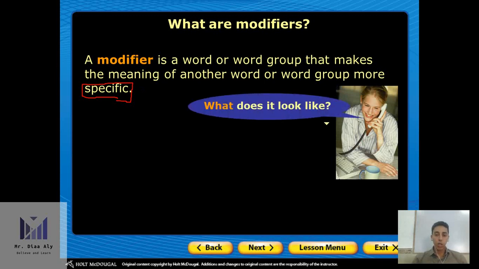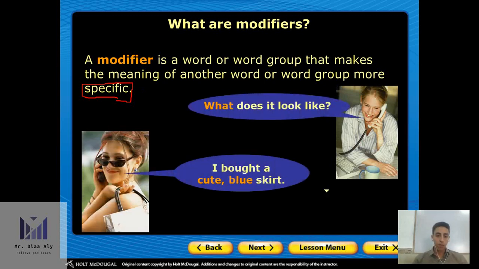So now our girl started answering those questions. What does it look like? I bought a cute blue skirt. So now she's not just saying I bought a skirt. No, she's mentioning exactly what the skirt looks like. So blue and cute are modifiers of the skirt.